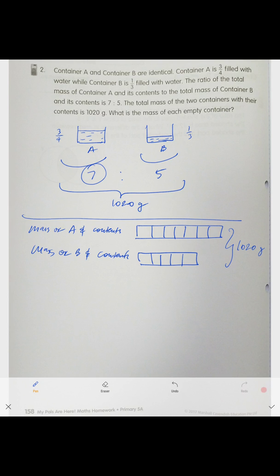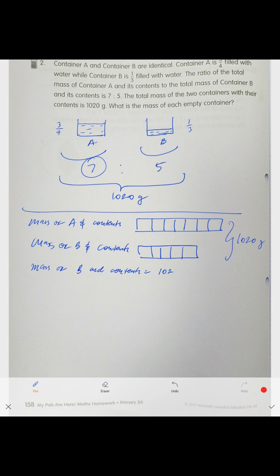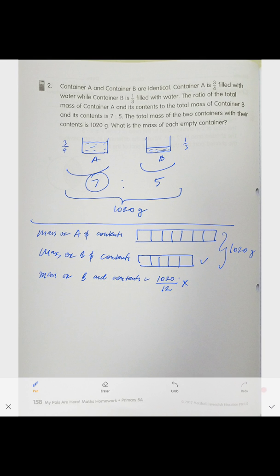Alright? So clearly, how many units total? 12. So mass of B and contents is equal to 1 unit is 1020 grams divided by 12. This is 1 unit. Alright. And we multiplied by how many? 5 units over here. 5 units. Okay? So 425 grams.